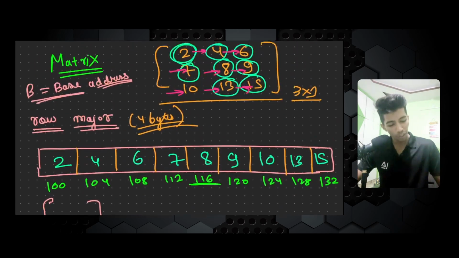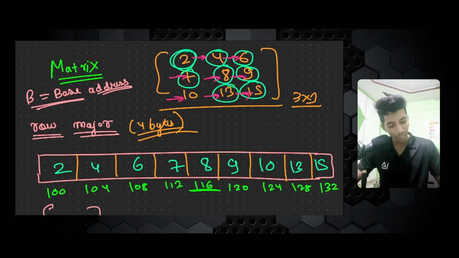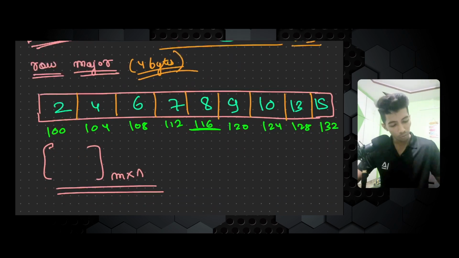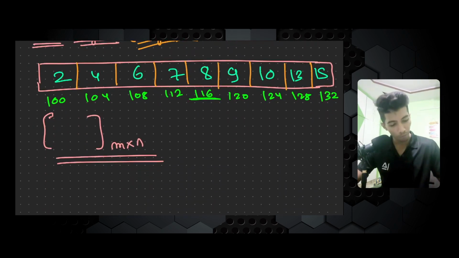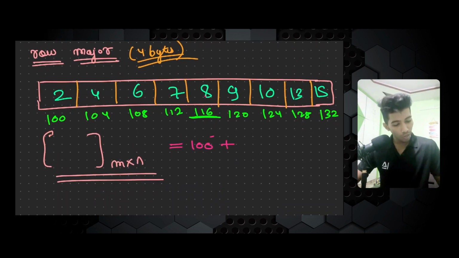For this, let's take this matrix only. First we will write the base address from where our matrix starts, so we write B as the base address. Let me take an example where 100 is my base address. I just want to retrieve the value which is over here. How will I do it?